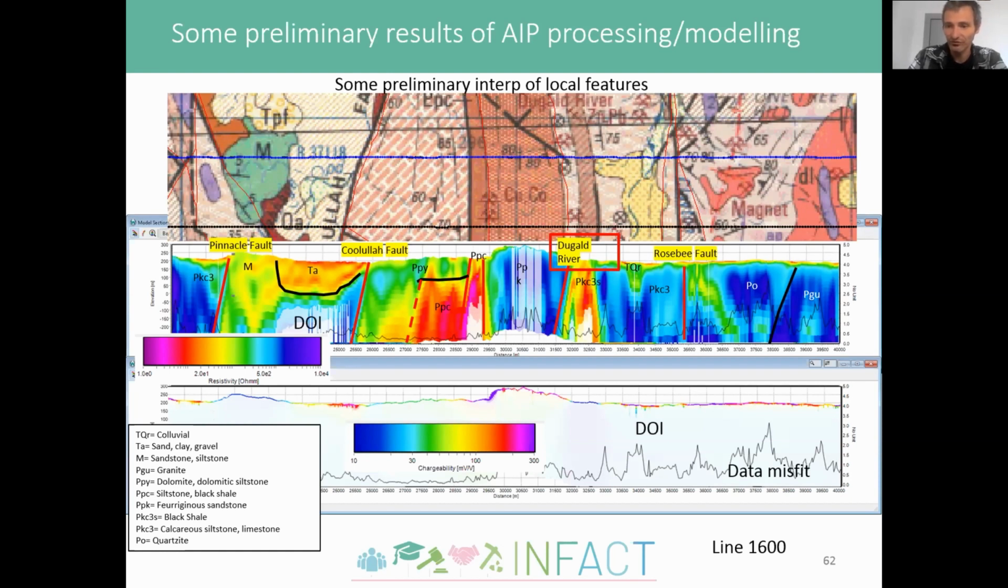Also worth noticing the conductor response of black shale that hosts the Dougal River. And then important, the good resolution of the resistive granitic batholith, the PGU. Now, the fact the chargeability seems to be mainly shallow is not a surprise. It's most likely mainly associated with weathering, even though in some places it does reach about 100 meters.